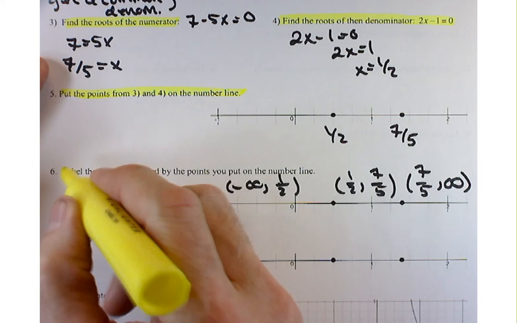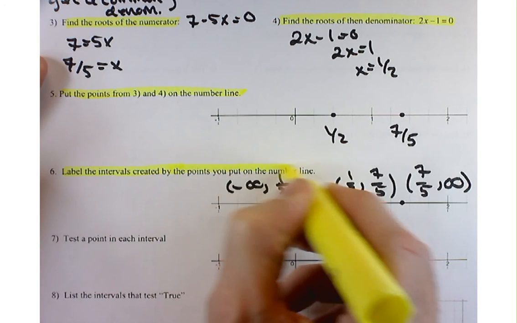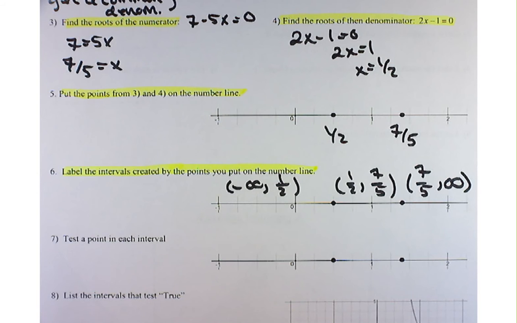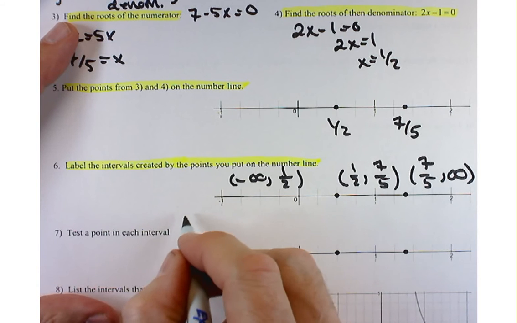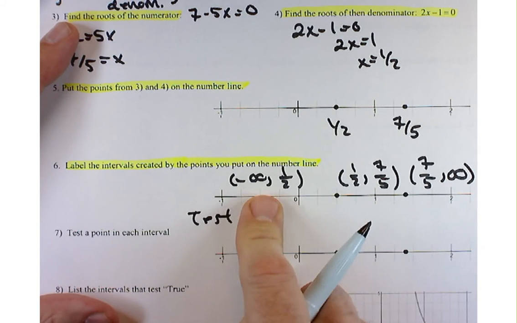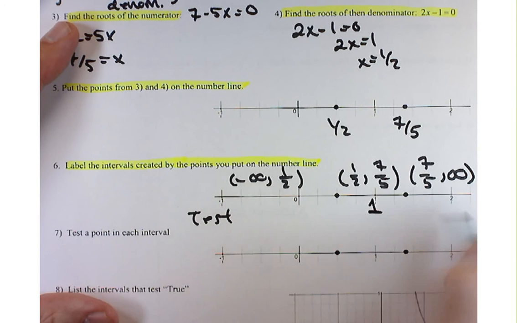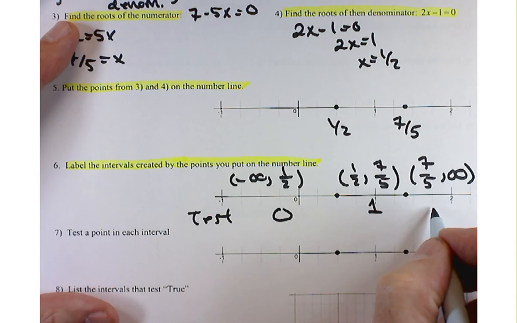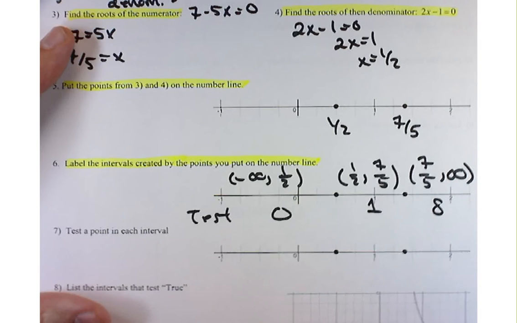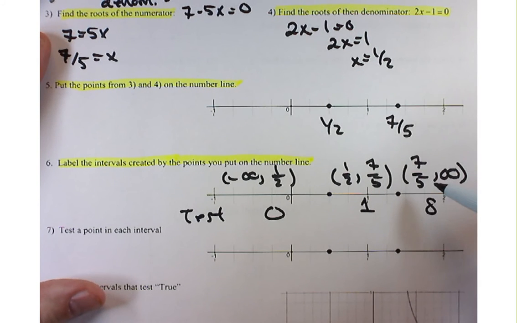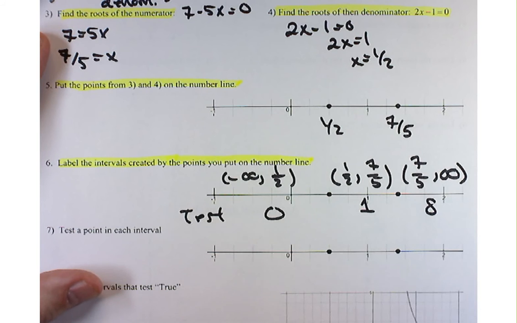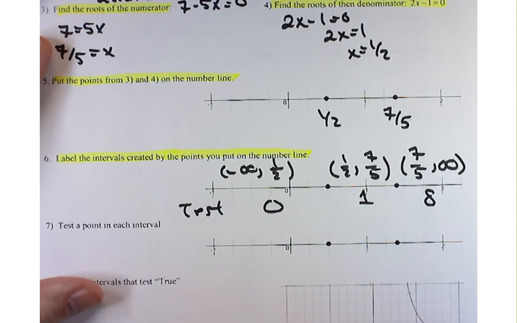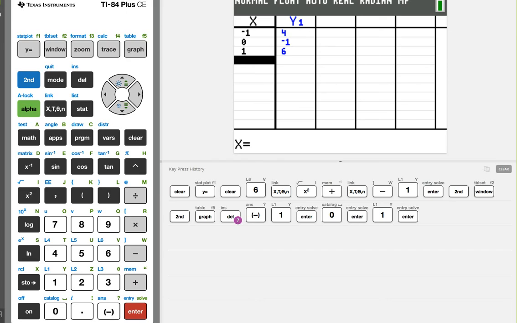Let's keep going. I need to test points in each of these intervals. So, let's see. Robert, I need some test points. 1. 2. Oh, a big one, right? One would be in this interval, 0. 0, 8. 8, yeah, sure. If you're looking at 7/5 and going, well, I don't know, you can pick a big number just to make sure that you're past that point in the interval. Awesome, thank you, Robert. Now let's go back and do this with our graphing calculator.